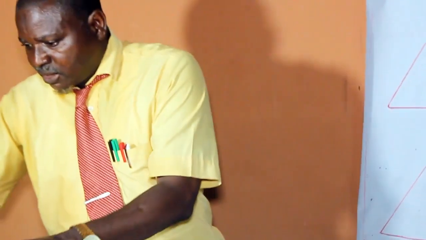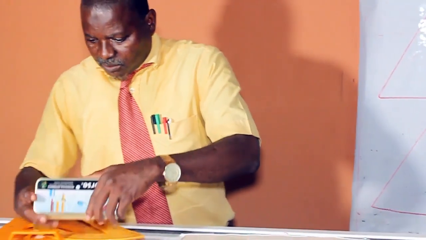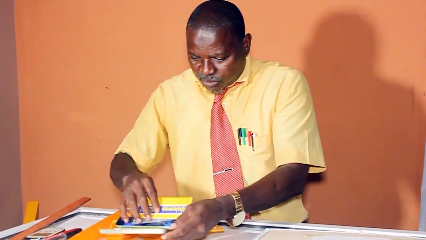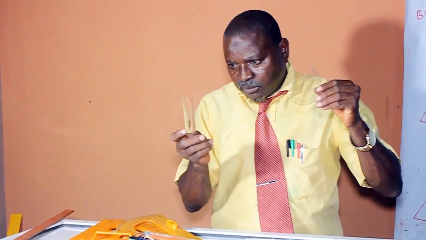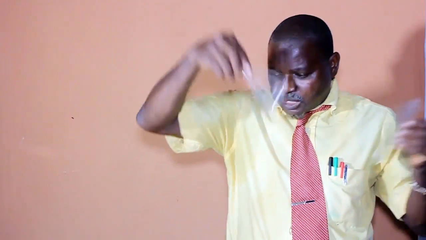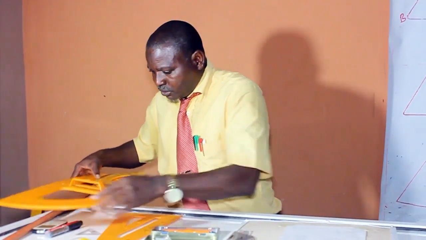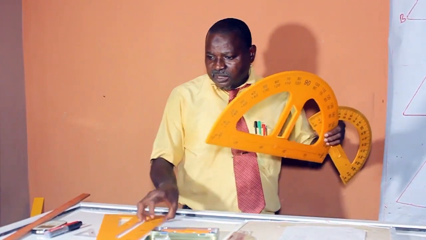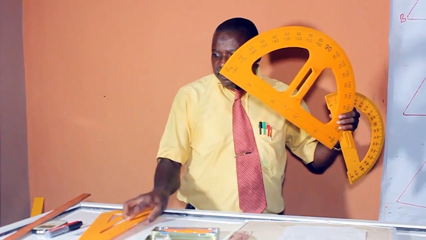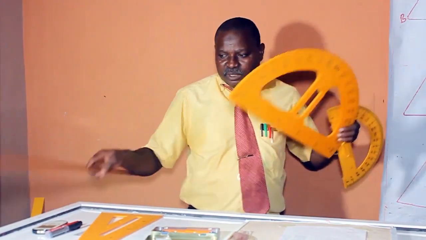We make use of some instruments. We are going to make use of a protractor, a 30 centimeter ruler, a 15 centimeter ruler, a right angle triangle, and so on and so forth. Now, for the one on the board, we are going to make use of these protractors. This is a right angle triangle, and this is a 100 centimeter ruler.